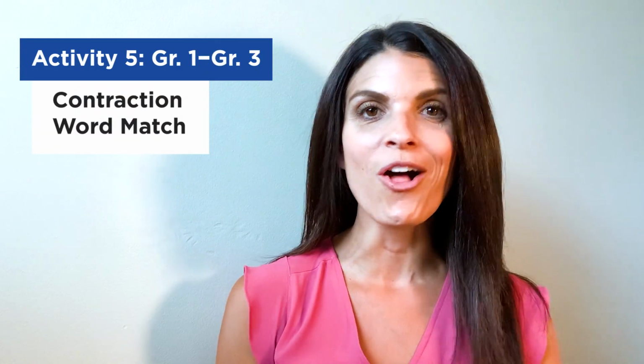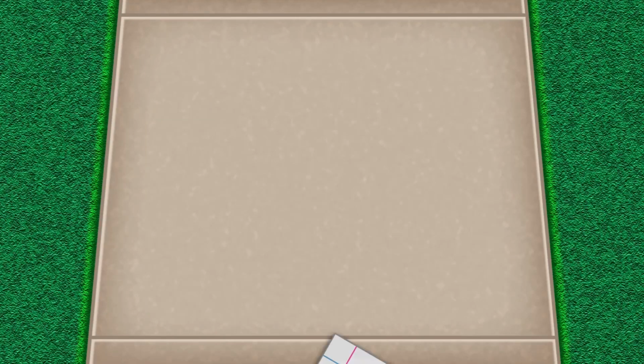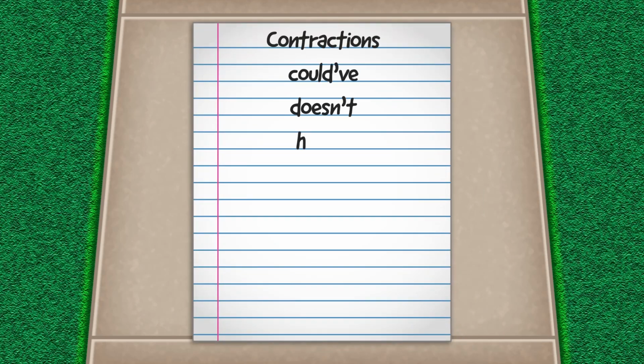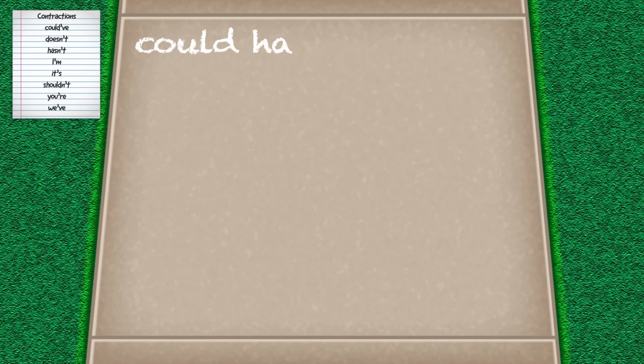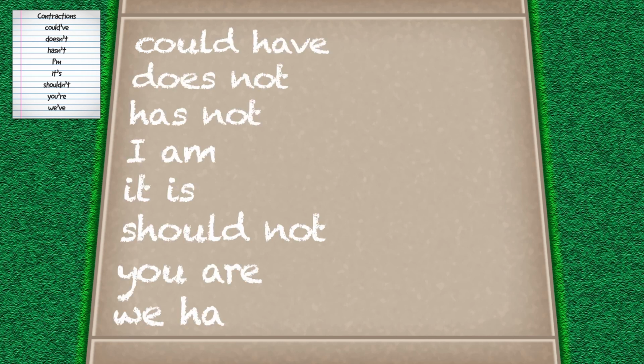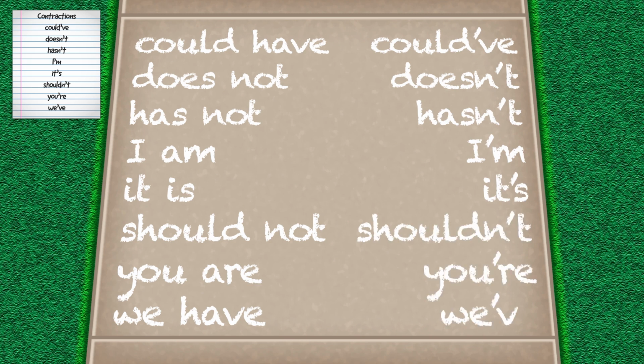Our final activity, Contraction Word Match, is all about contractions. With your 1st, 2nd, or 3rd grader, brainstorm a list of contractions together. Once you have your list, have your child write the 2 words that make up the contraction on the ground. And then next to that, have them write the contraction.